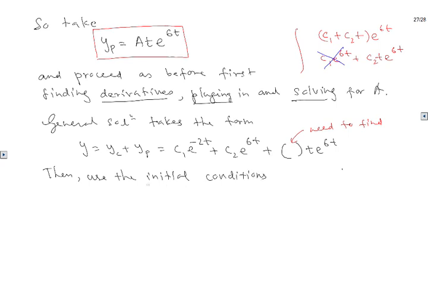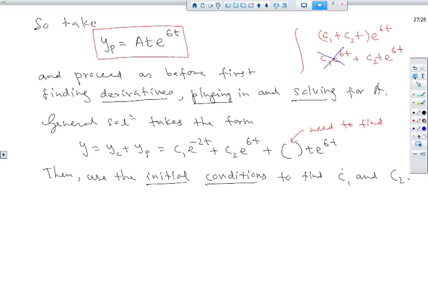So we need two initial conditions to find C1 and C2. So that's the way we do it. Good. So how about, let's talk about another case.